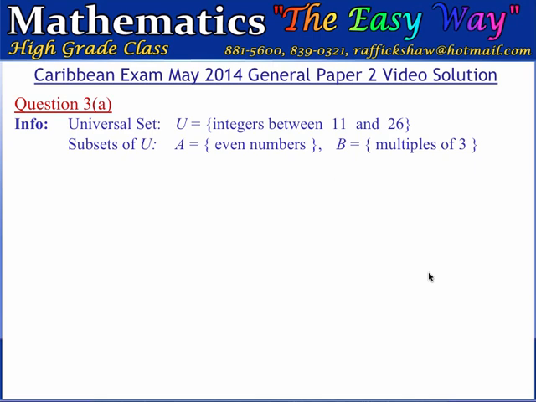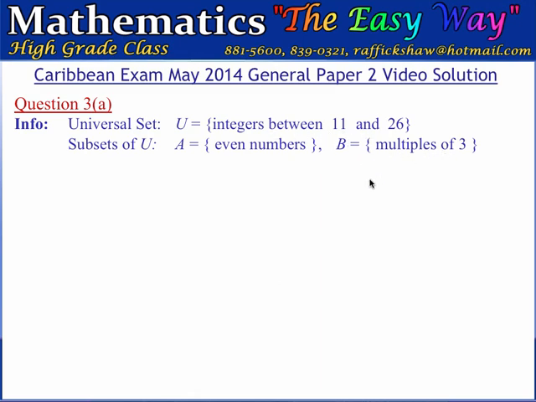We are now at question 3 of this CXC CSEC May 2014 exam video solution. And in this question, we are told of a universal set U which has the integers between 11 and 26. And subsets of that universal set are given as A and B, where A are the set of even numbers in this universal set, and B are the set of multiples of 3 also in the universal set.